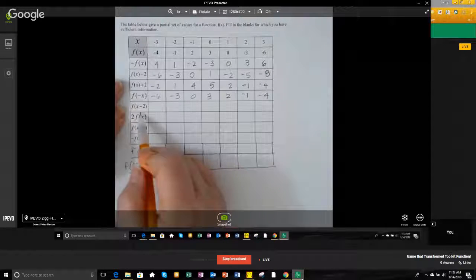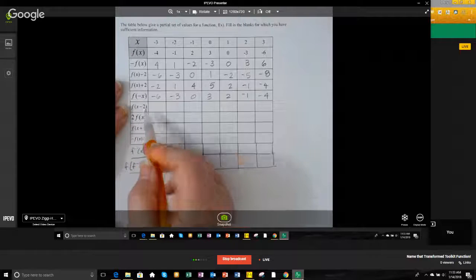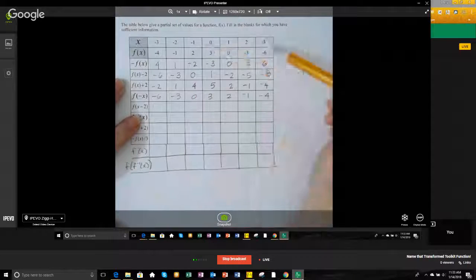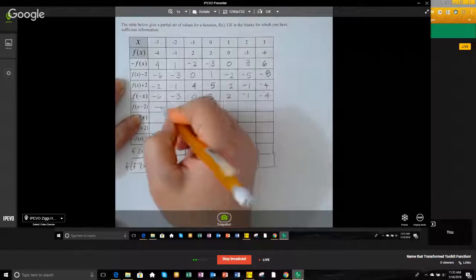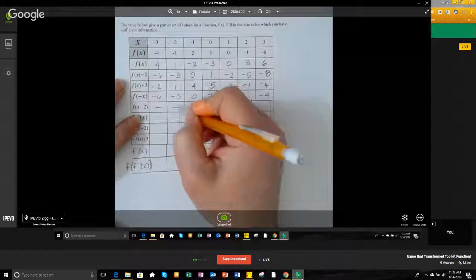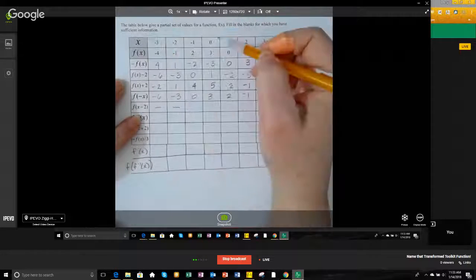All right. F of x minus 2. That means I'm going to take this x value I'm given and subtract 2. So I get f of -5. But I don't have a -5 in the x column, so I'm going to put a dash. Then I'm going to do f of -2 minus 2, which is f of -4, which I don't have in that row. I don't have a -4.